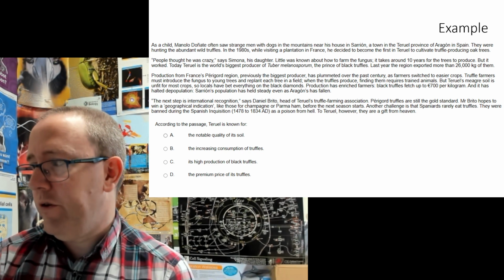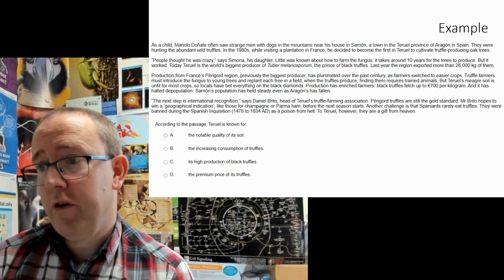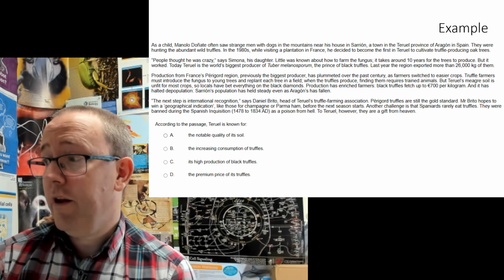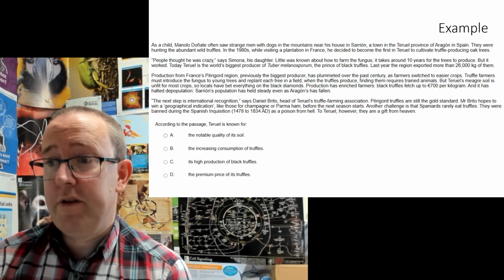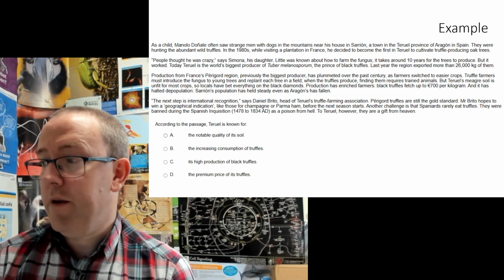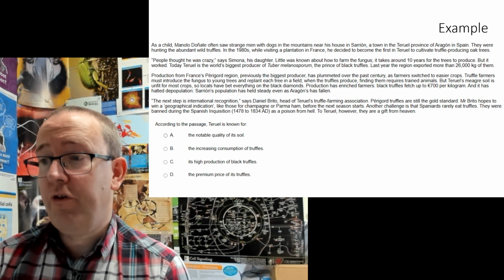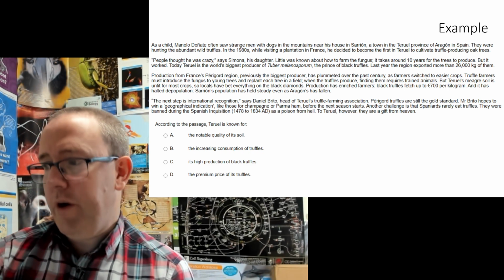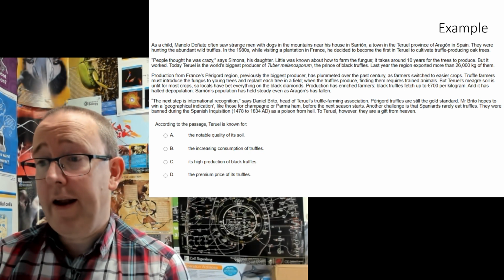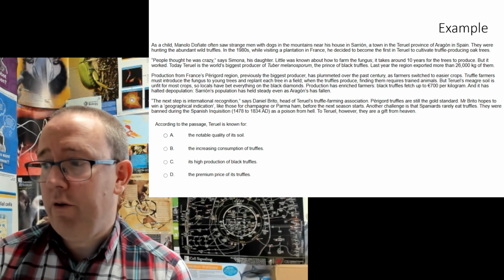Last year, the region exported more than 26,000 kilograms of them. Production from France's Périgord region, previously the biggest producer, has plummeted over the past century as farmers switch to easier crops. Truffle farmers must introduce the fungus to young trees and replant each tree in a field. When the truffles produce, finding them requires trained animals, but Tyrrell's meagre soil is unfit for most crops, so locals have bet everything on the black diamonds. Production has enriched farmers, black truffles fetch up to €700 per kilogram, and it's halted depopulation. Sarrion's population has held steady even as Aragon's has fallen.